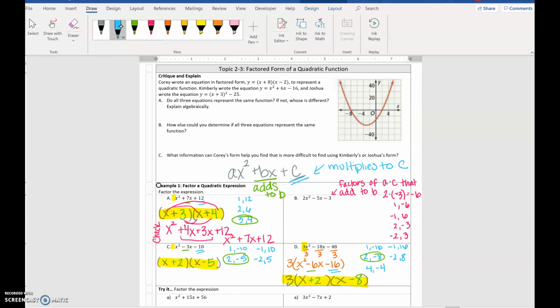So, sorry, these were our factors, so you can write it in blue if you wanted to color code for everything else. I'm so sorry.